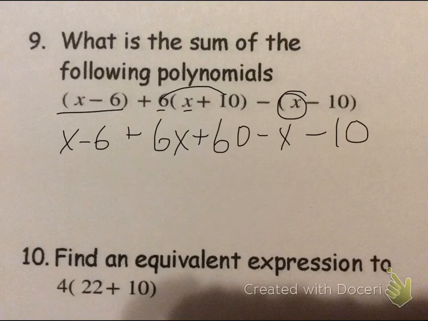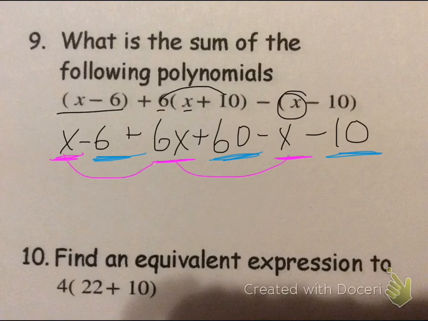So now I just got to combine my like terms. I've got an x, got another x, and another x. And then I've got my constants, a 6, a 60, and a 10. Sweet. This is going to be easy. So 1x plus 6x, that's 7x, minus 1x. Well, that was silly. 6x.